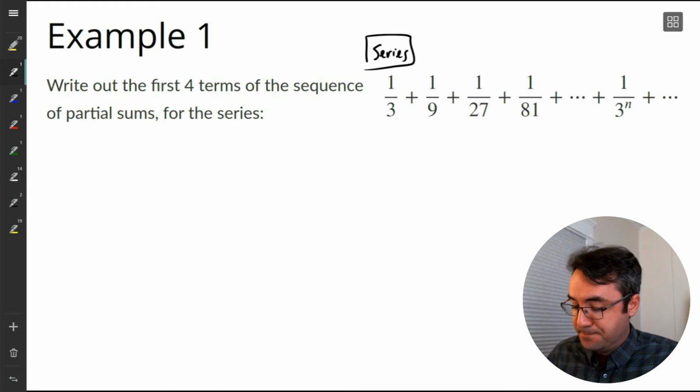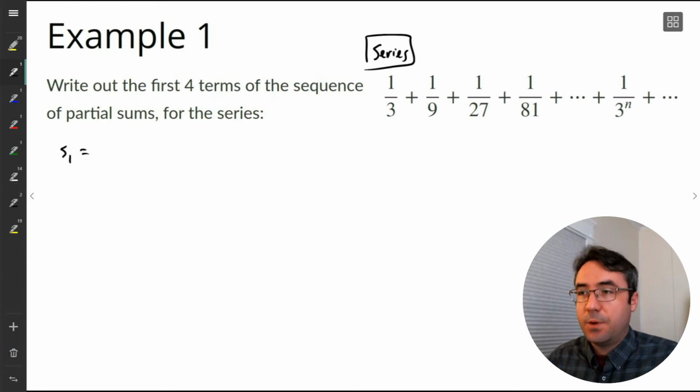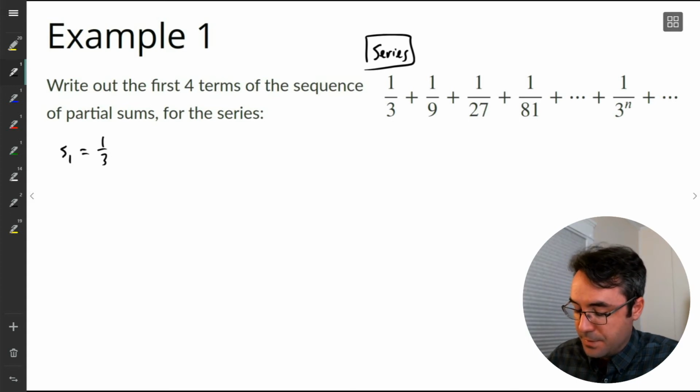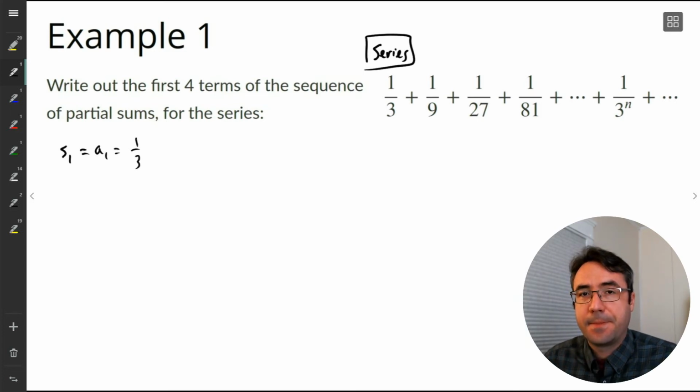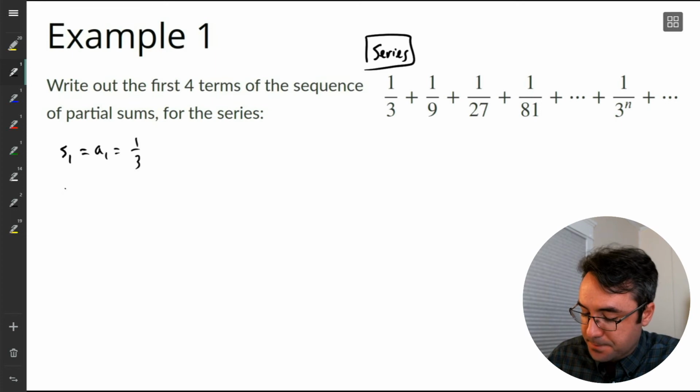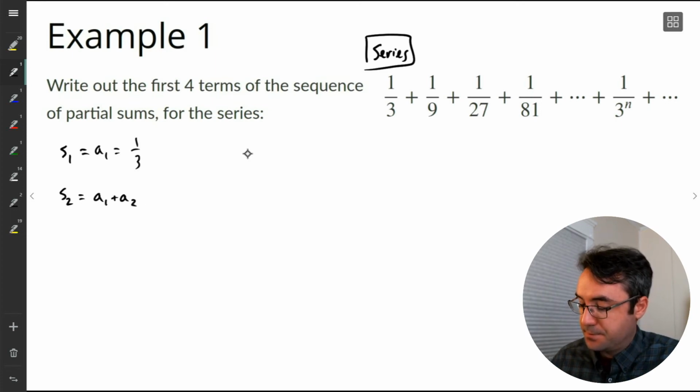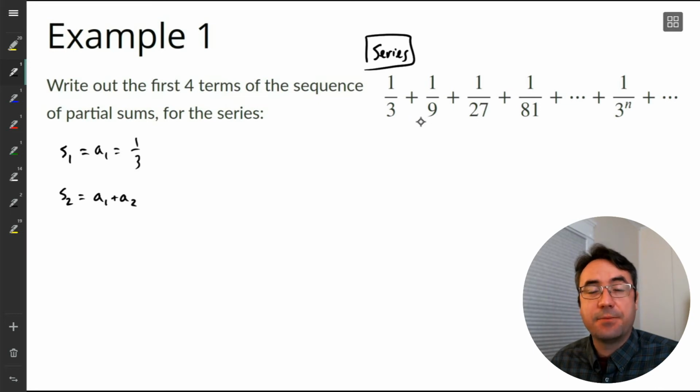All right, so let's do it. Let's start with S1. What is S1? Well, it's just the first piece here. It's 1/3. And let's actually write out the formula here: a1, which is 1/3. All right, what's S2? Well, we take the first 2 terms. So 1/3 plus 1/9. We add them together.